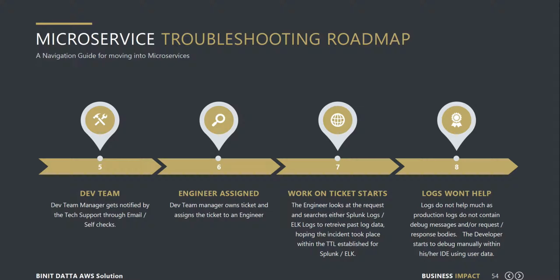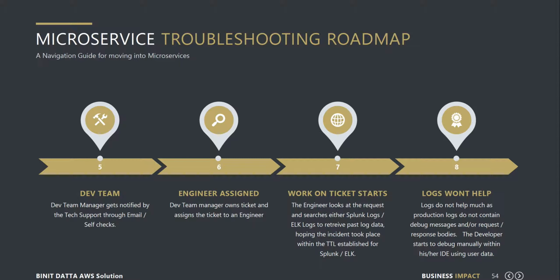The dev team manager gets notified by tech support through email, self-checks, and an engineer is assigned. The dev team manager owns the ticket and assigns it to an engineer. Work on the ticket starts. The engineer looks at the request and searches either Splunk logs or ELK logs to retrieve past log data, hoping the incident took place within the time to live established for Splunk or ELK. Normally, because these systems are expensive, I have seen durations of 7 days, 15 days, 30 days, so you cannot expect to have a lot of logs stored.